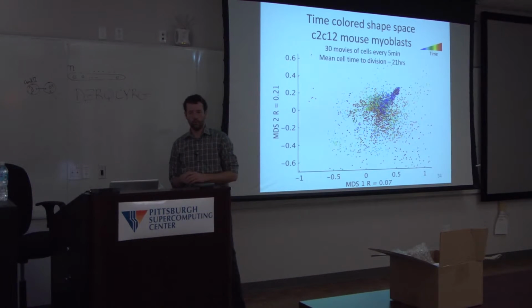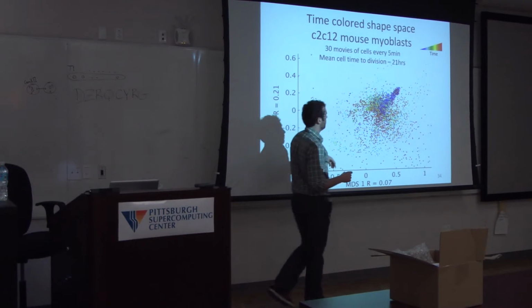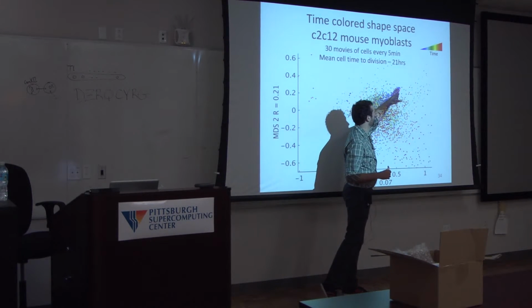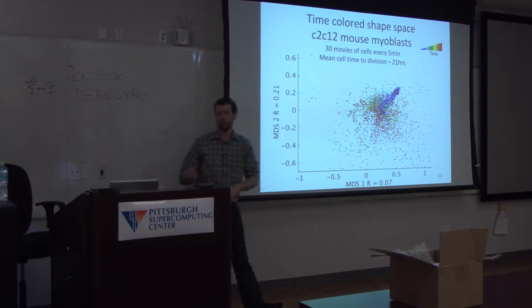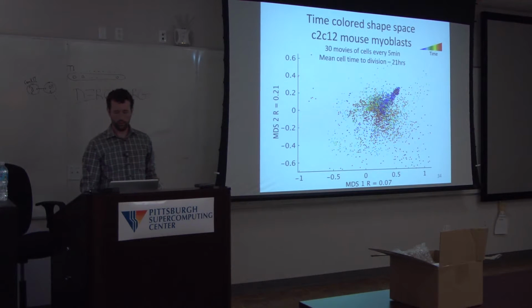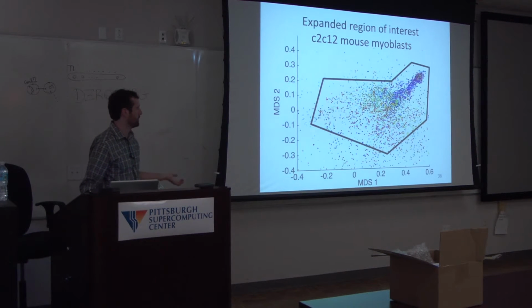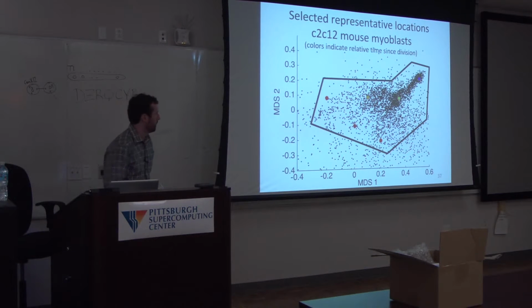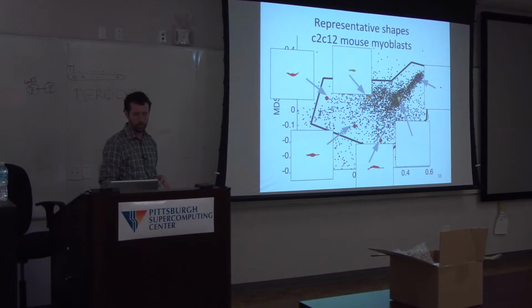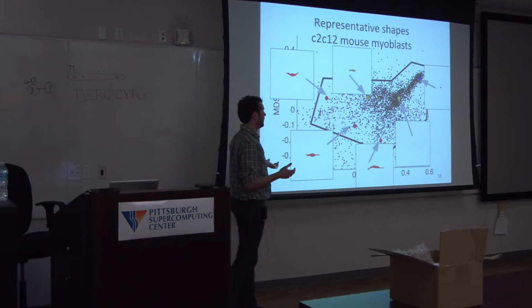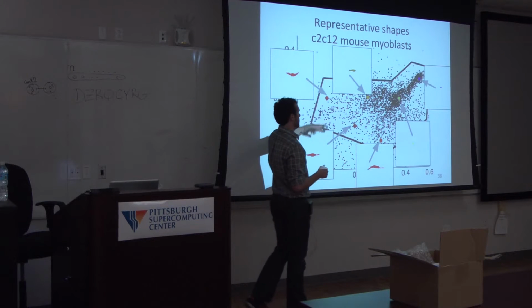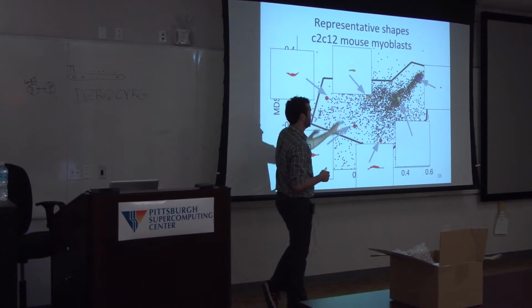And so you can see there are some regions that are more common to see newborn cells and some regions that are more common to see later cells. And if we look at this region where most of the cells lie and we blow it up a little bit, you can see a little bit more clearly. I just picked out a few cells from that to show you what I'm talking about. Now, these are not from an individual movie. These are just randomly selected to be representative of that region of the shape space.